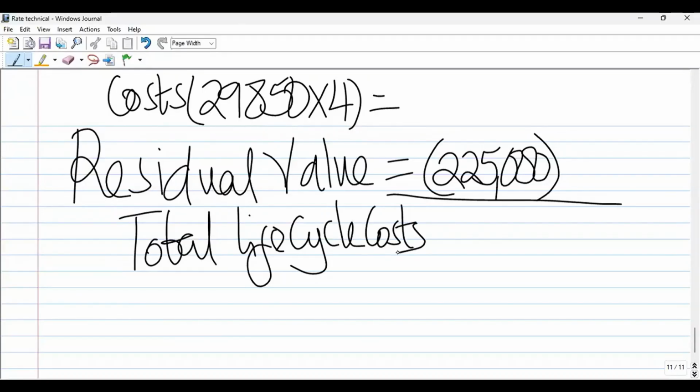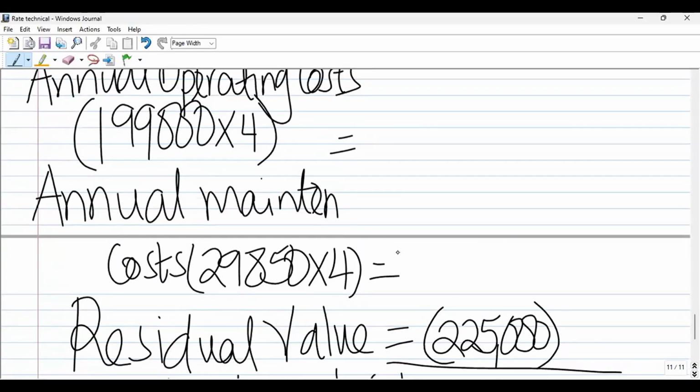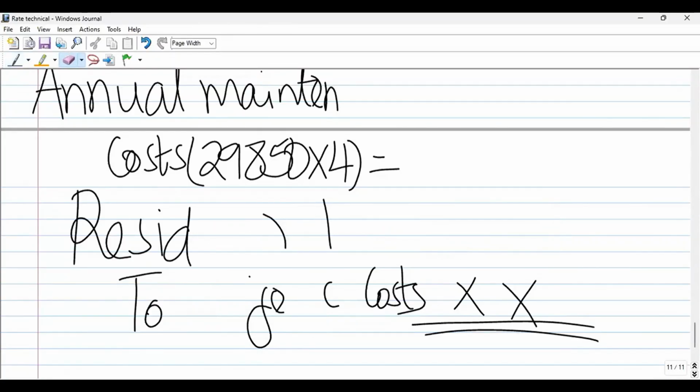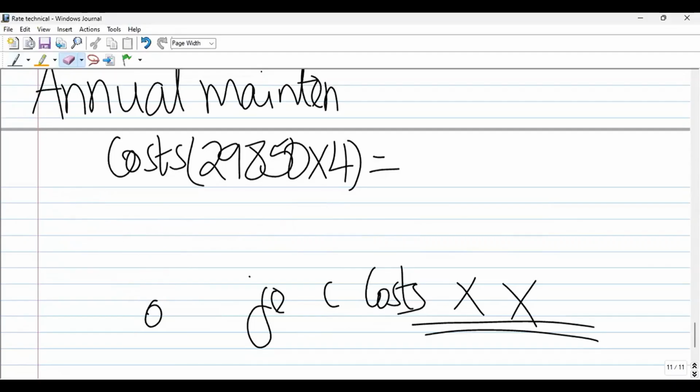So I add those costs and I subtract the residue value. I get my figure like that. So don't bring in the issues of discounting because they have not given you a required rate of return. Have you got the difference? Yes. So when they bring in required rate of return, you have to discount.